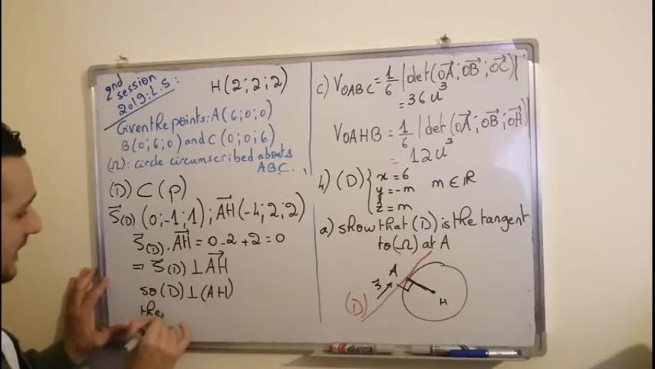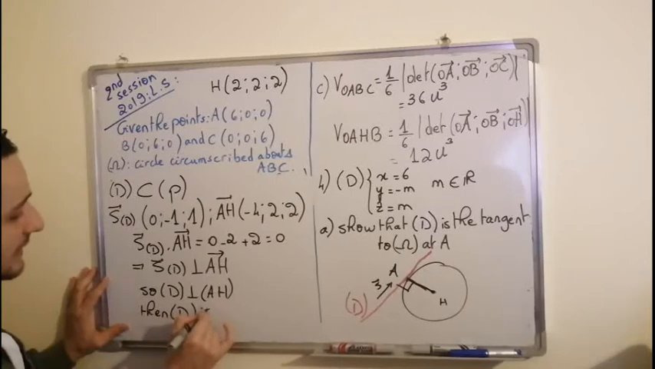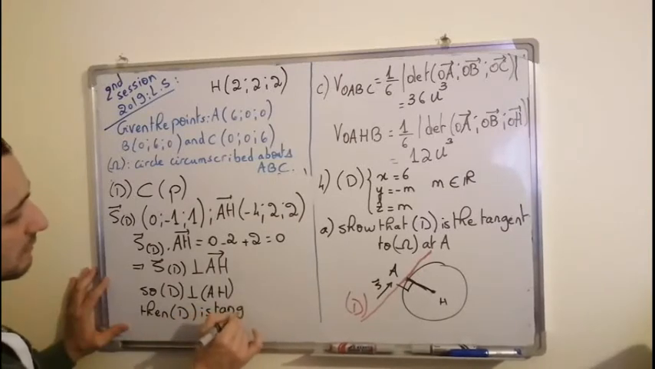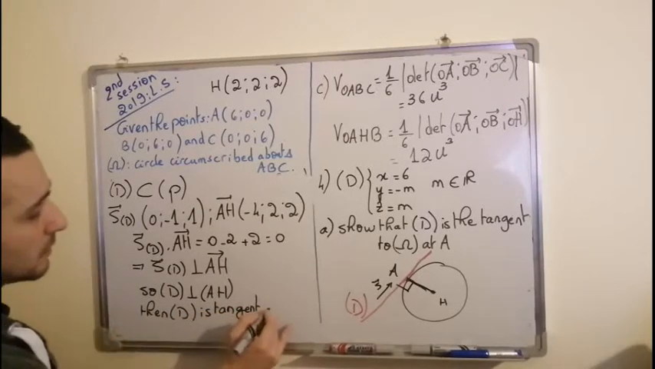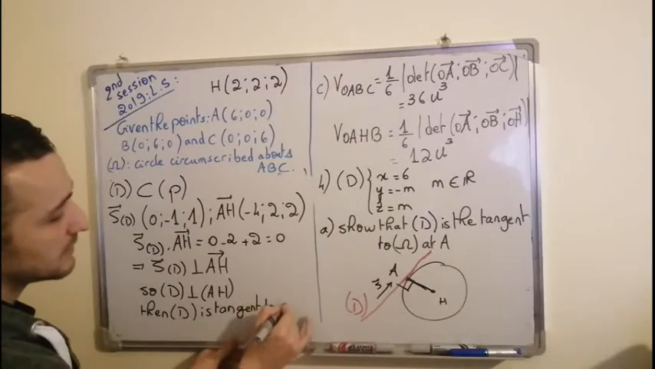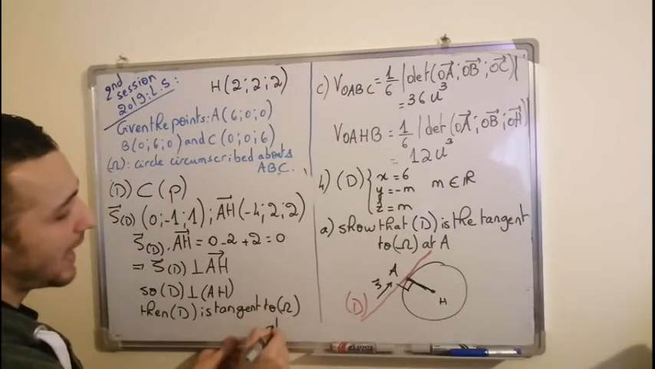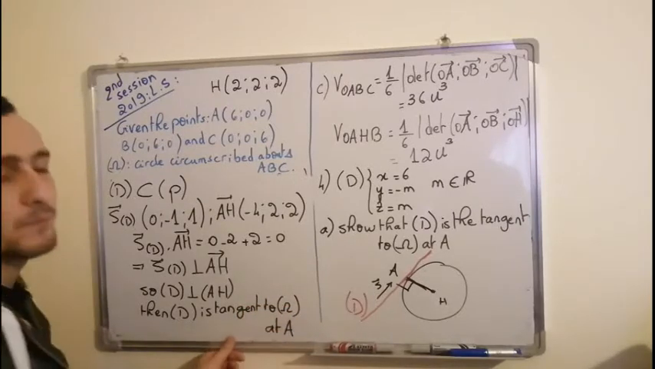Then D is tangent to circle gamma at point A.